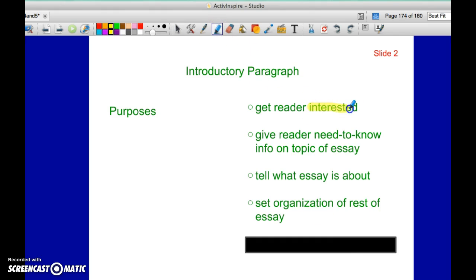So you can see that there's a lot of range in the purposes of introductory paragraphs, from getting your reader interested to telling them what the essay is about, even setting the organization and giving need-to-know information. So introductory paragraphs are very important in an essay.